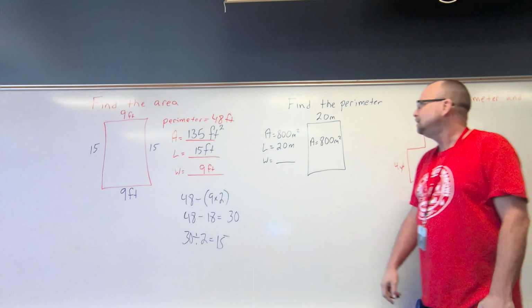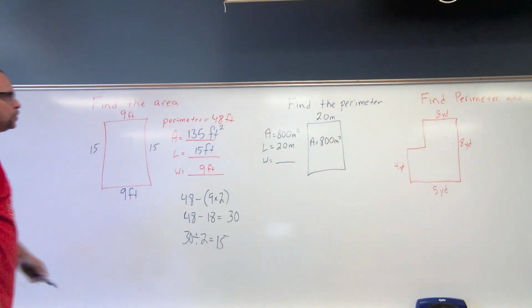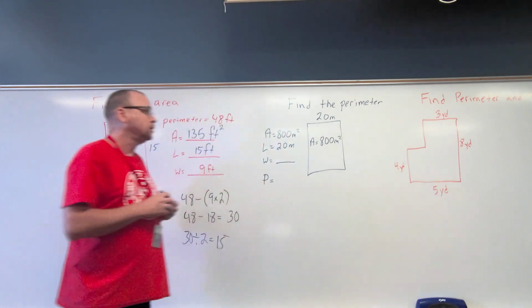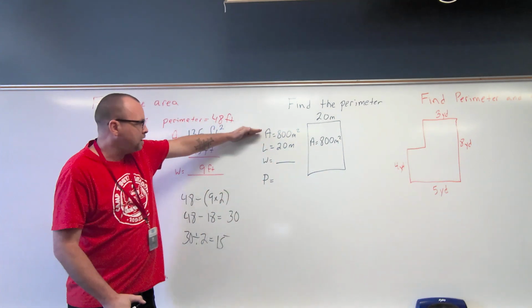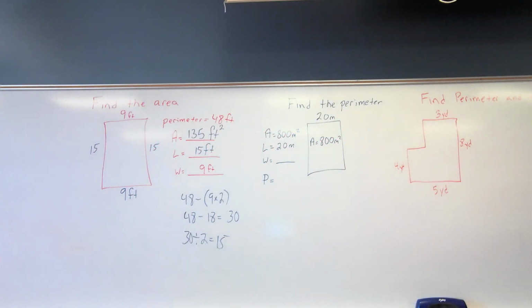All right, this time we have to find the perimeter. They give us the area and they give us the length. We got to find the width. They give us the area and we have to find the perimeter.